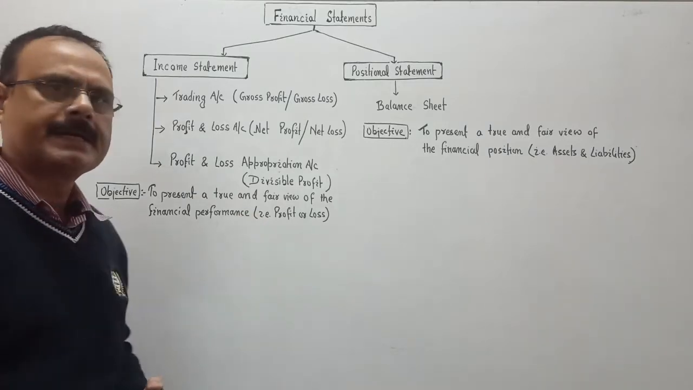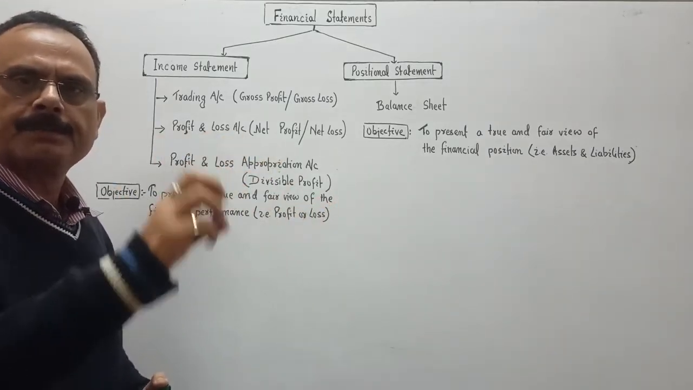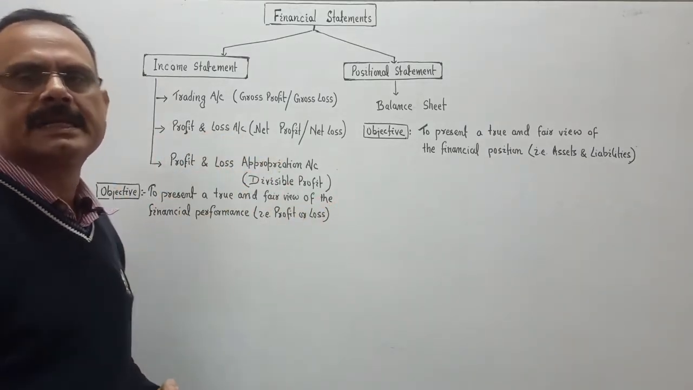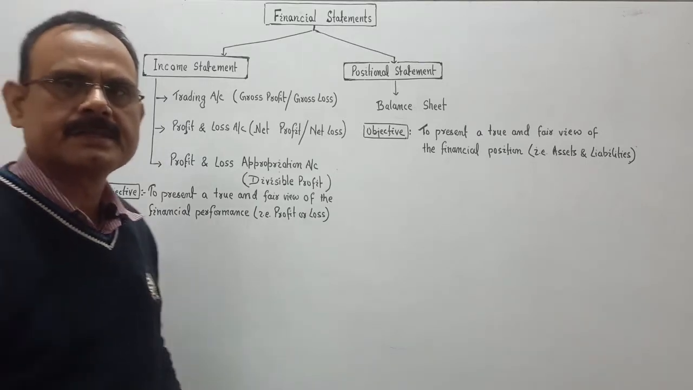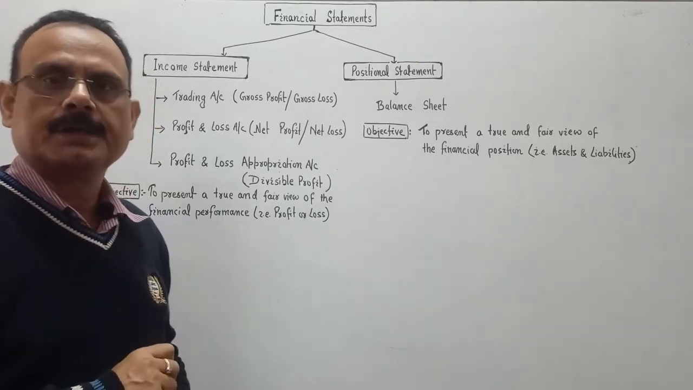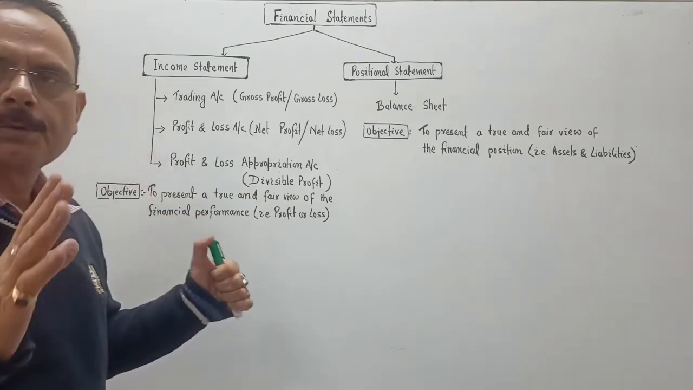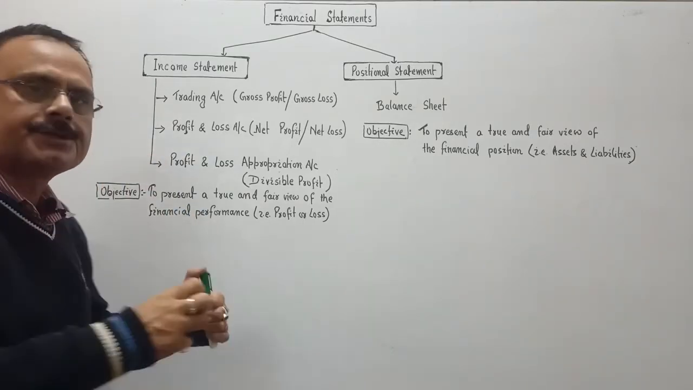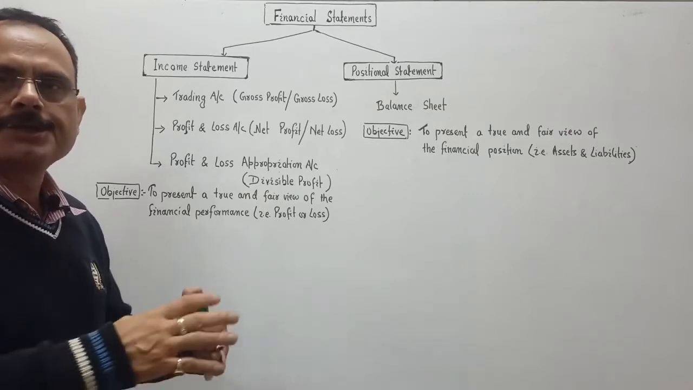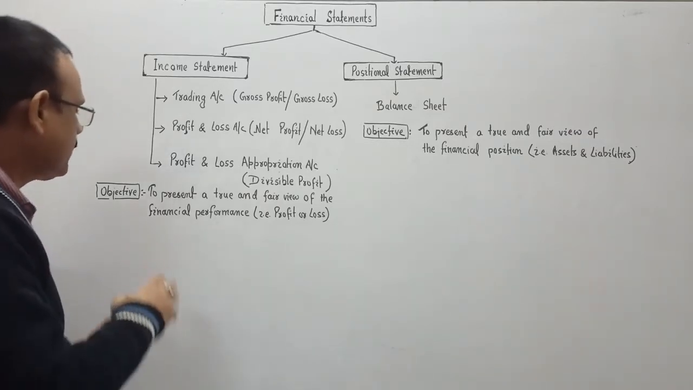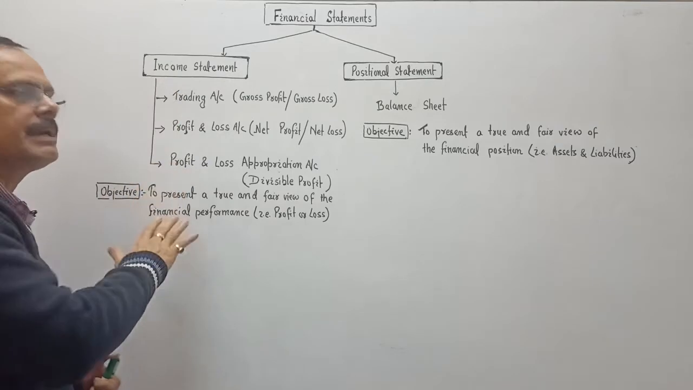If it is a sole proprietor, then to the sole proprietor. If it is a partnership firm, then to the partners, and if it is a company form of organization, then to the shareholders. Okay, so in the profit and loss appropriation account we allocate the profit. This is also called allocation of profit. And the objective of this statement is what?